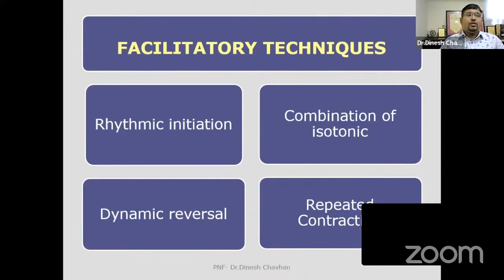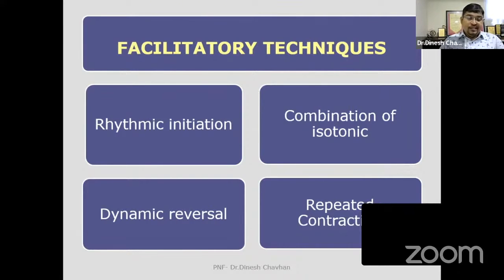a combination of isotonics. So all three movements are happening: eccentric, concentric, and static contraction of the muscle. Mostly this is used in postural muscles. We want a small range of motion with controlled movement, so there we use the combination of isotonic technique.